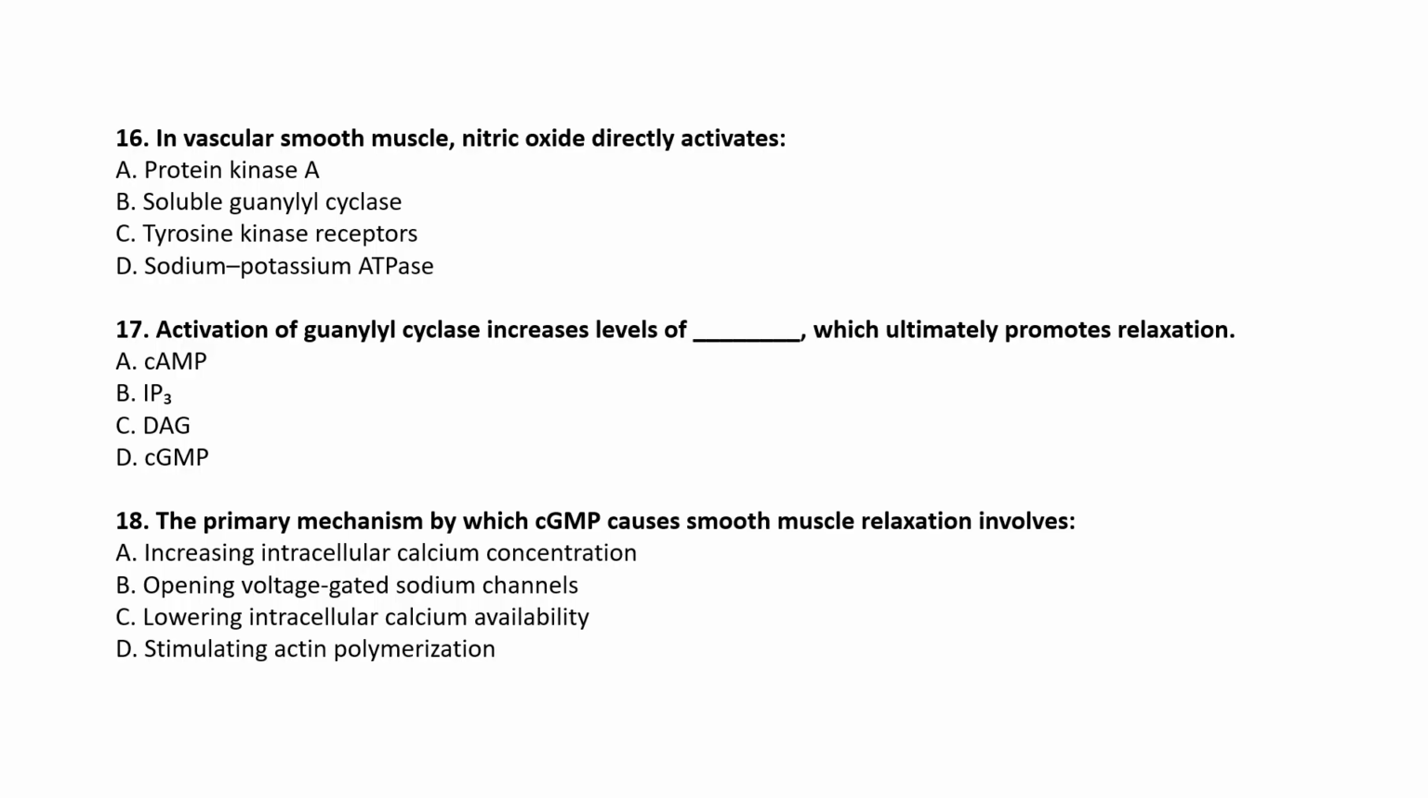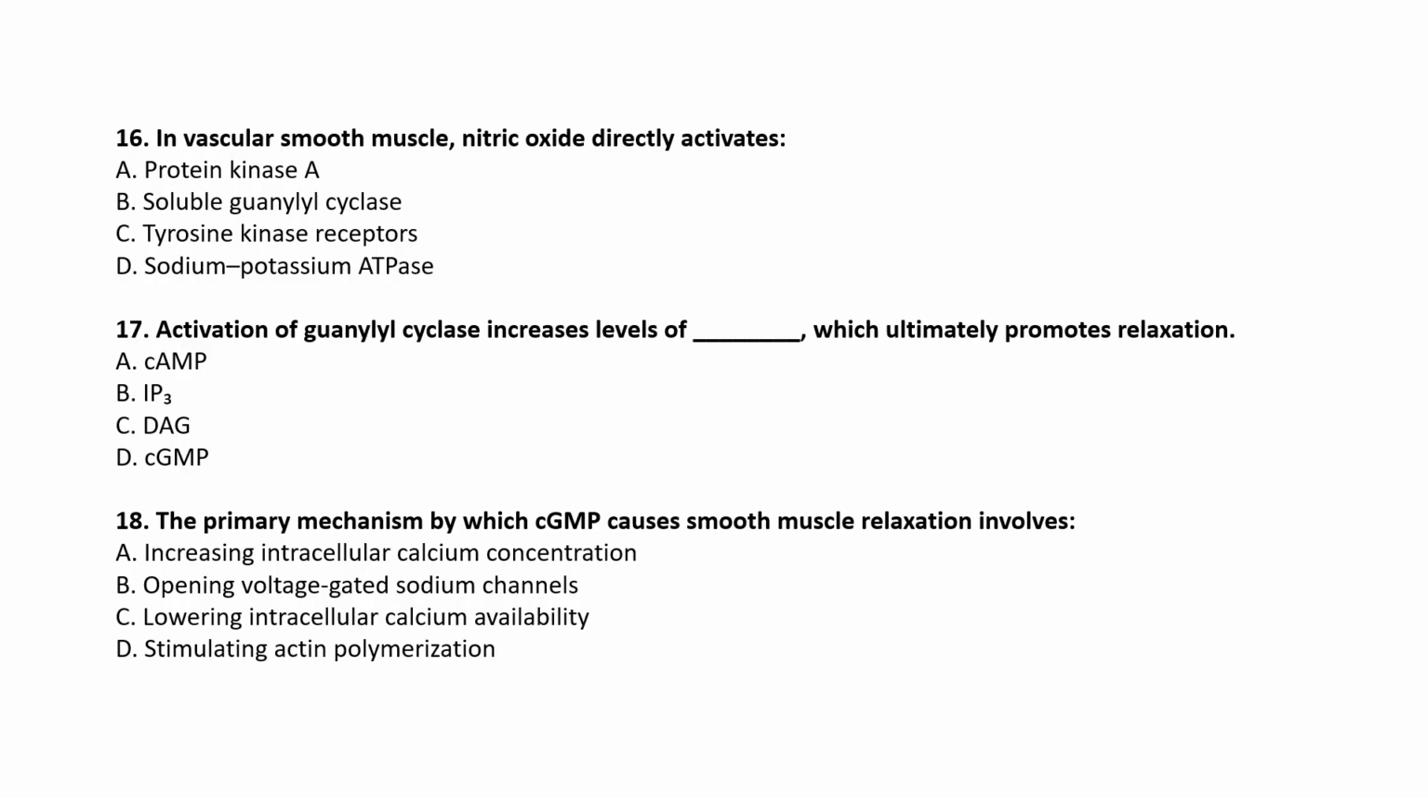In that condition, you have contraction. And then as the calcium decays, you relax. So in this case, if you want to cause muscle relaxation, you want to lower intracellular calcium availability. What happens at the molecular level if you lower calcium availability?